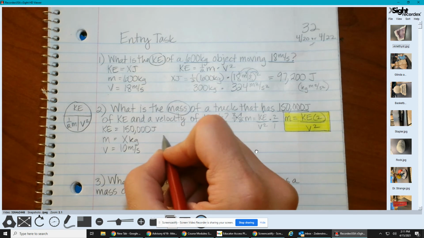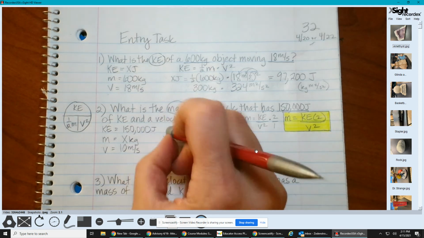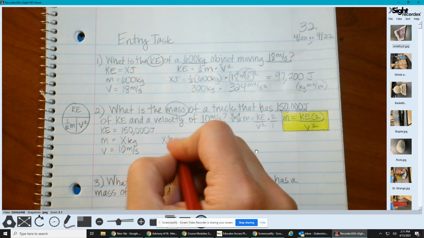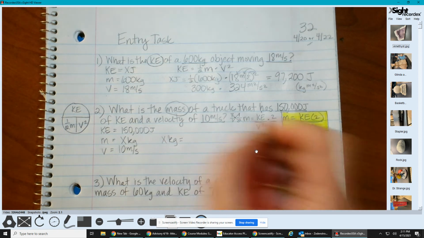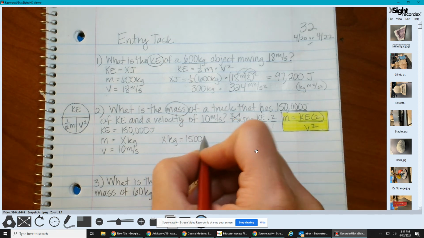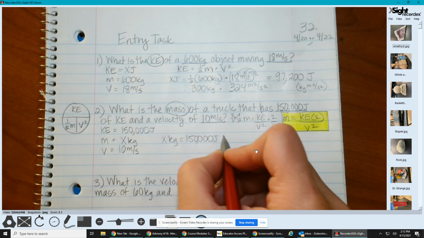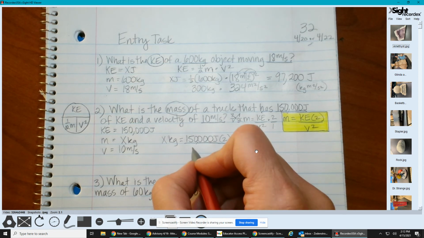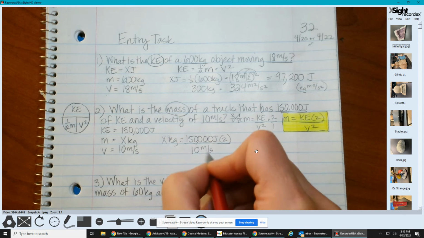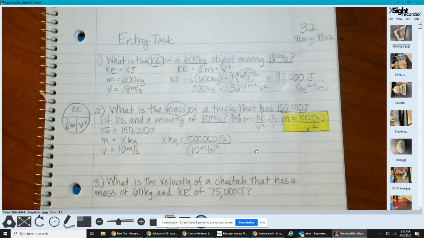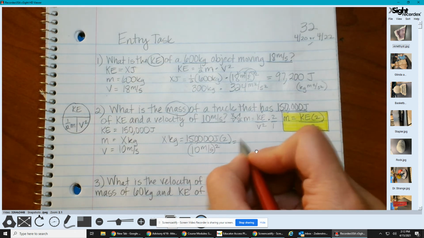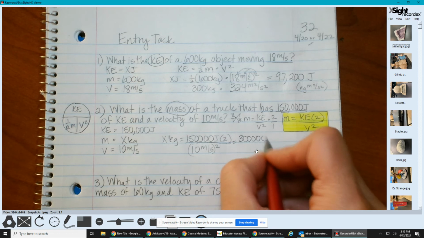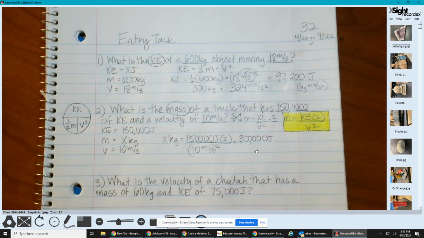So x kilograms is my m, equals my kinetic energy, 150,000 joules times 2, don't forget that. Now divide that by my velocity squared, so 10 meters per second. And again, so I don't get confused and forget to square everything, I put the squared outside the parentheses. So 150,000 times 2, I know that in my head as 300,000 joules. Carry over the unit.